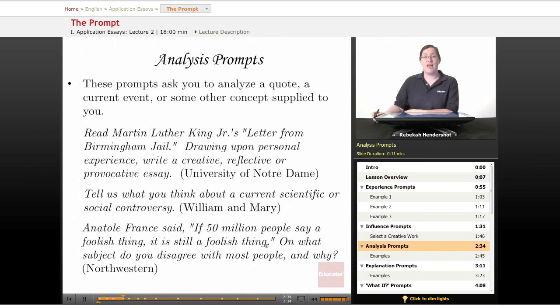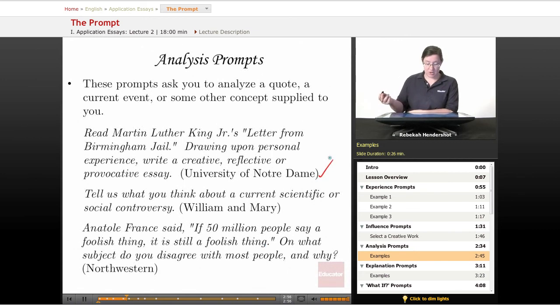All right. Then we have analysis prompts. These prompts ask you to analyze a quote or a current event or some other concept that has been supplied to you. They give you something and say, what do you think? So, read Martin Luther King Jr.'s letter from Birmingham jail. Drawing upon personal experience, write a creative, reflective, or provocative essay. That's from the University of Notre Dame.